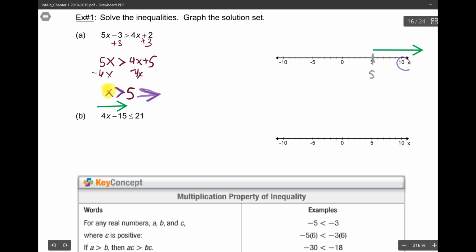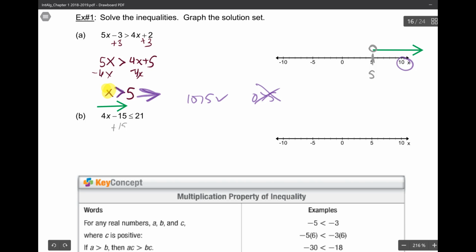So here's my 5. According to our little rule, it should be going to the right, so let's double check. Is 10 greater than 5? Check. Is 0 greater than 5? No, so that's not true. So 0 can't be part of my solution. It's not going to be part of the line, but 10 can be. And lastly, is 5 greater than 5? It's not, so it's going to be an open circle.